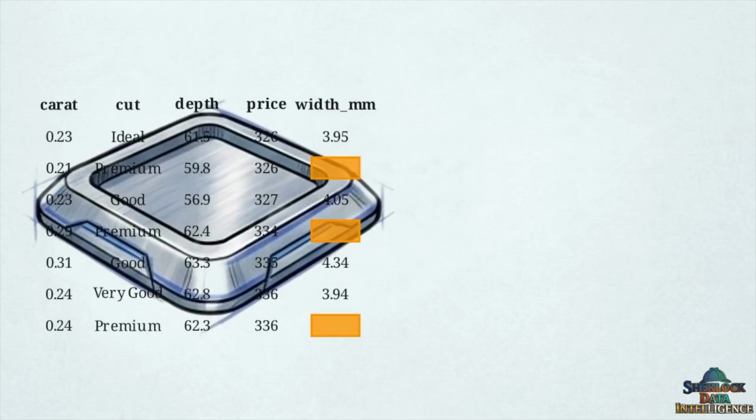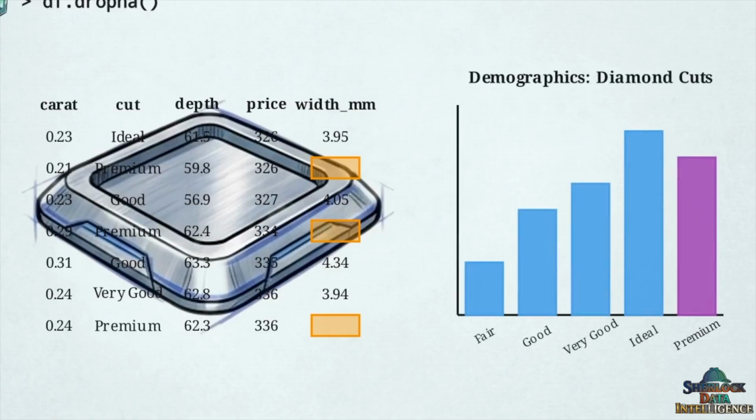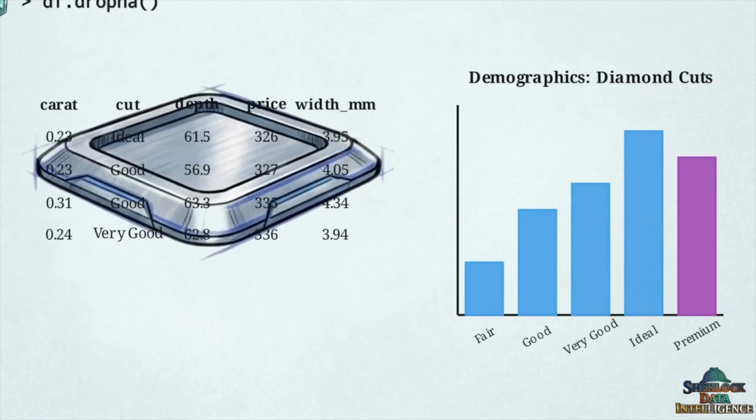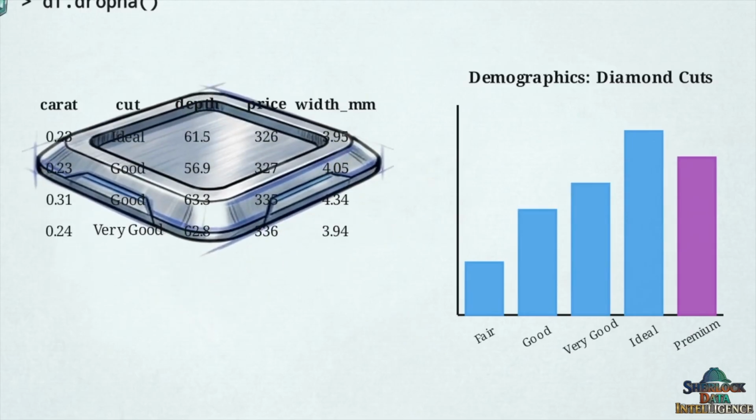train. This animated diagram shows the most common beginner instinct, deleting the problem. If we use df.dropna(), we delete any row with a missing value. The table shrinks, giving us a complete dataset. But watch the demographic chart next to it. By deleting those rows, an entire category of premium cut diamonds vanishes from our analysis.